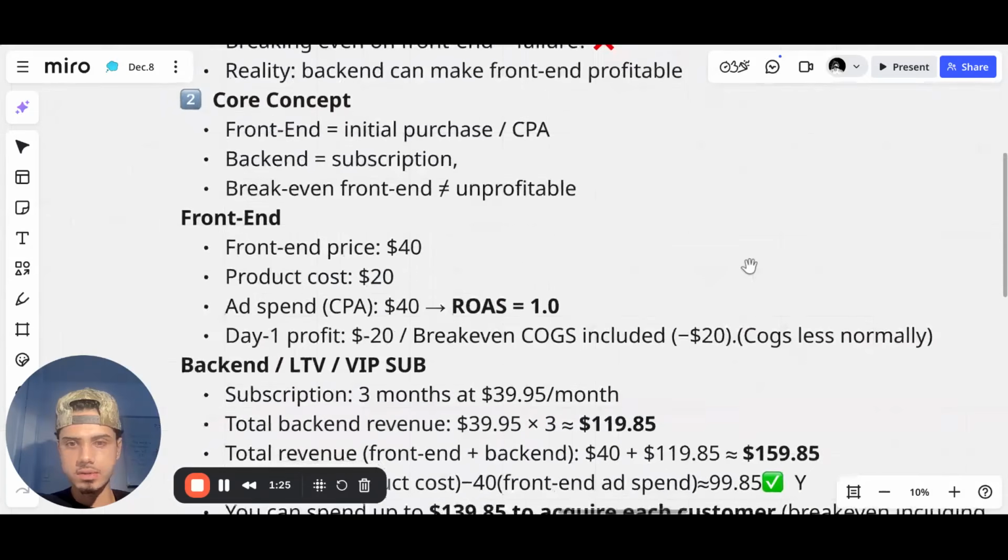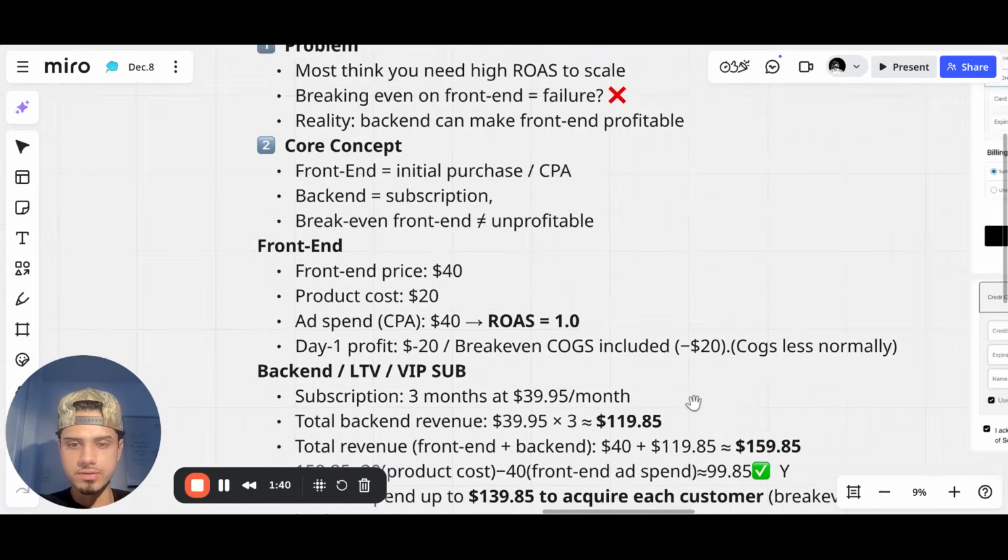So I'll give an example. On the front end, your product price is 40, your cost of goods is 20, and then you spend 40 on your ads and your ROAS is just 1. You'd be at minus 20 with your cost of goods. Usually cost of goods is less, but I'll just use it for this example.